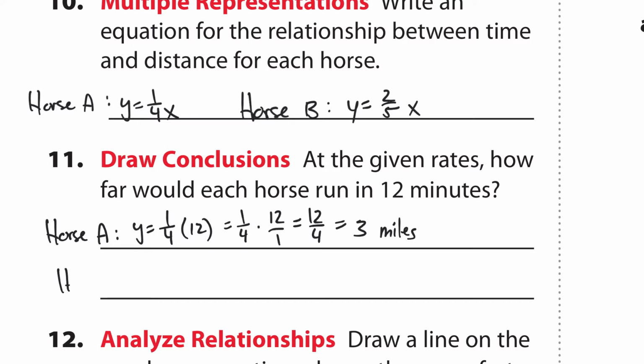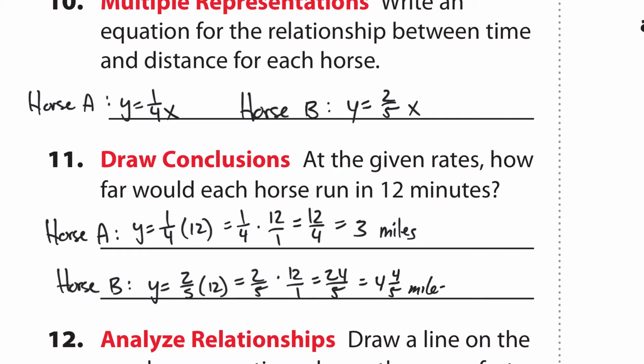And then horse B is y is equal to 2/5 times 12, which is 2/5 times 12 over 1, which is 24 over 5. You just do 2 times 12 and 5 times 1. Let's see, 5 goes into 24 4 times with 4 left over. 4 and 4/5 miles. And yeah, so that's it. That's how far they would go in 12 minutes.